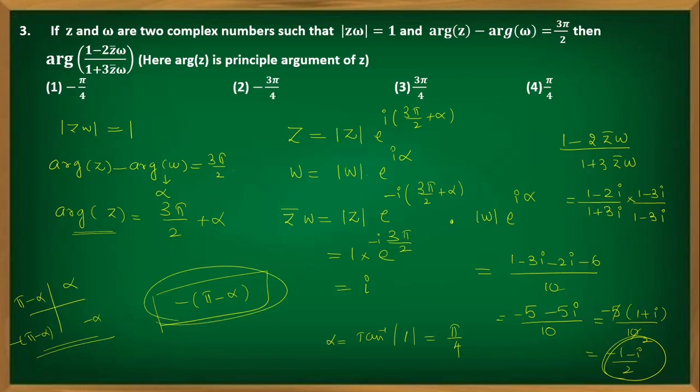So minus of pi minus alpha, how much did you get? Alpha is pi by 4. So minus of pi minus pi by 4, which is how much? Minus of 4 pi minus pi by 4, which is minus 3 pi by 4. So that we have minus 3 pi by 4.